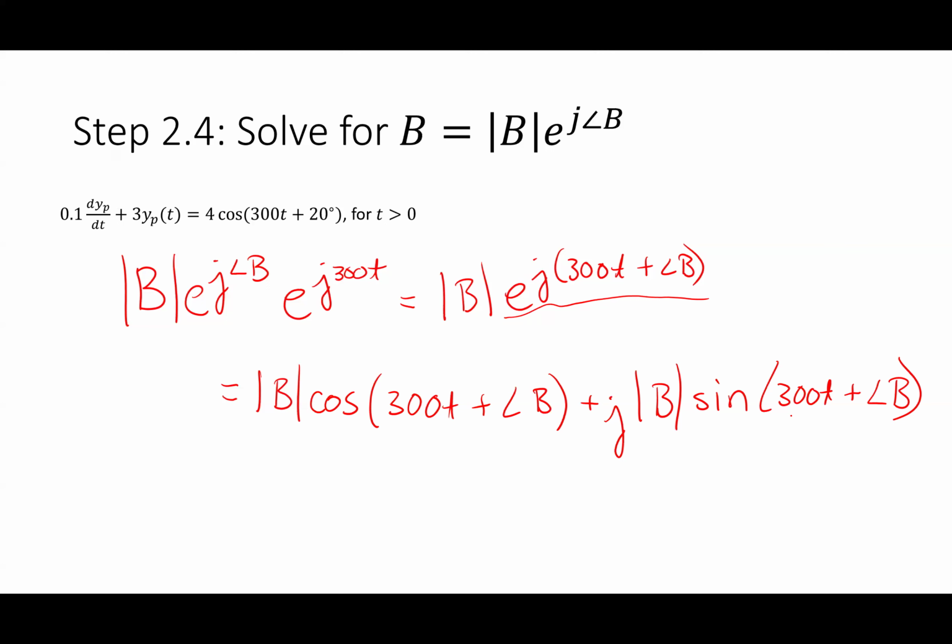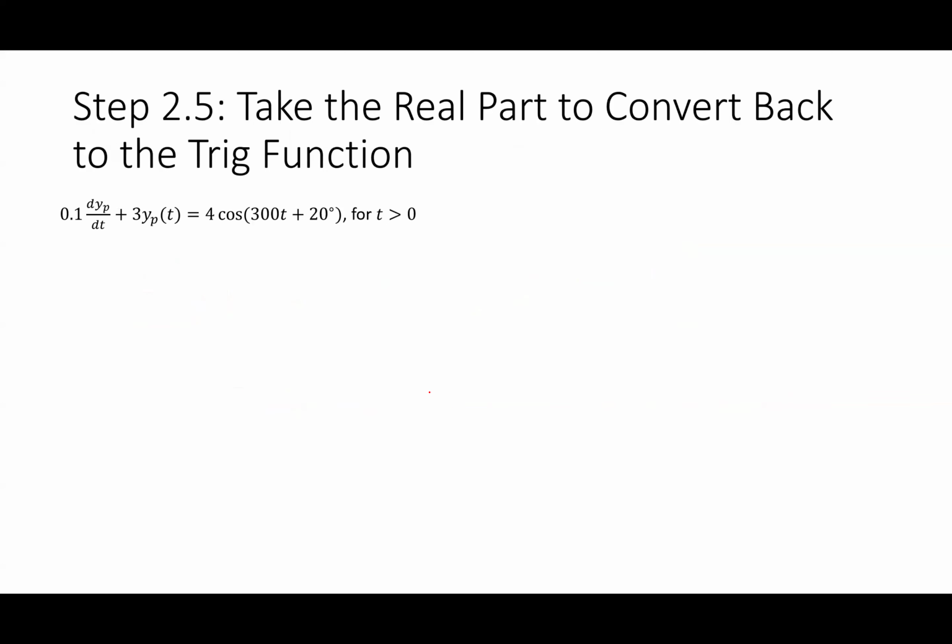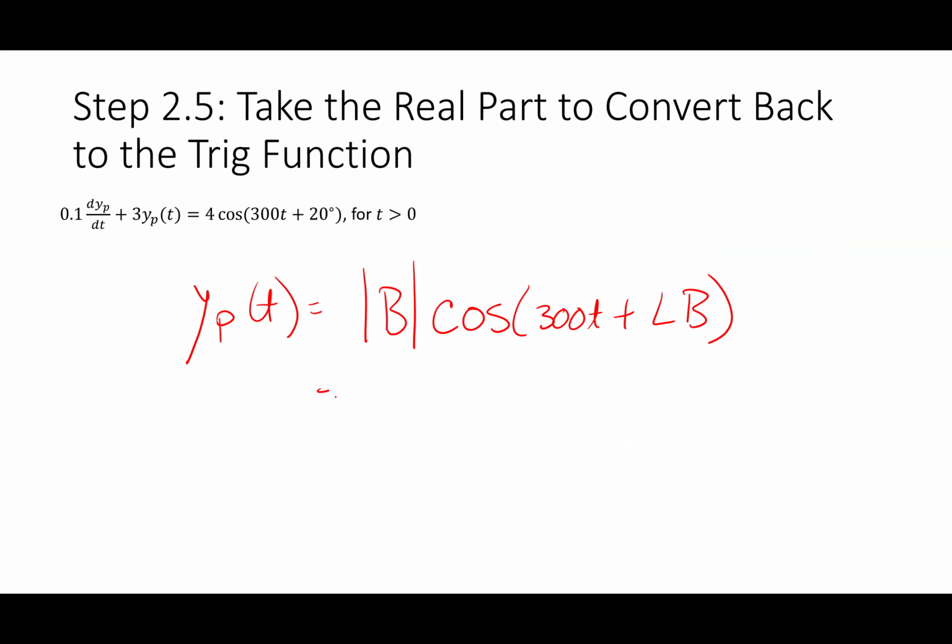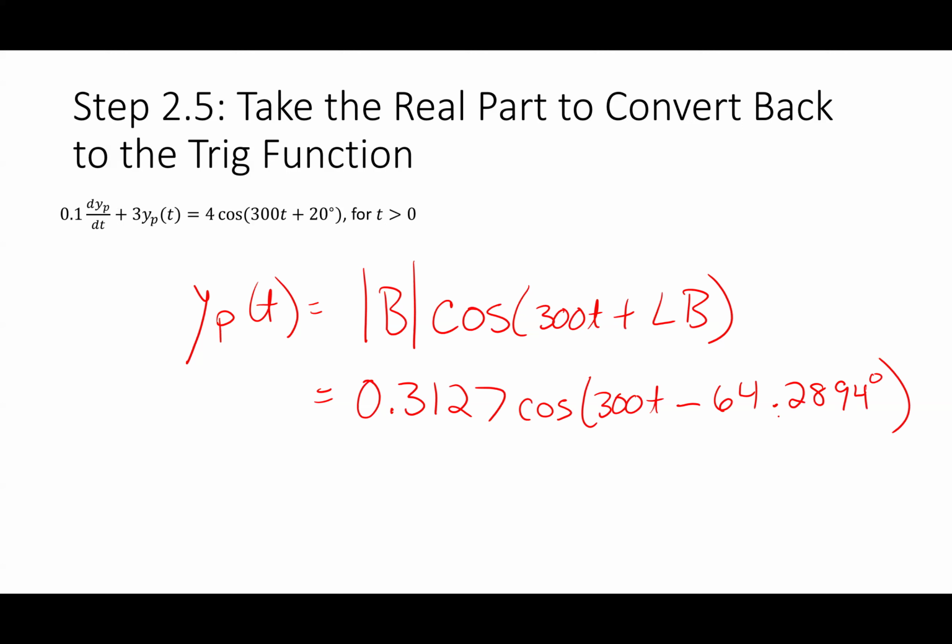So if I said to you, what is the real part of that? The cosine term. Yep. So what I do is take the real part of this whole thing. And I say, ultimately, my particular solution was B cosine of 300t plus whatever the angle of B was. So based on what we just said, it's 0.01327 cosine of 300t minus 64.2894 degrees, like that.